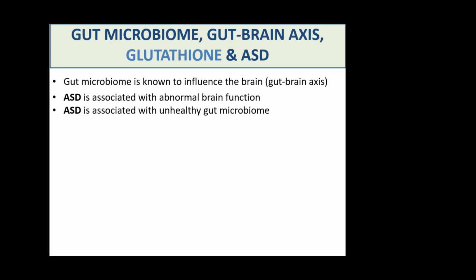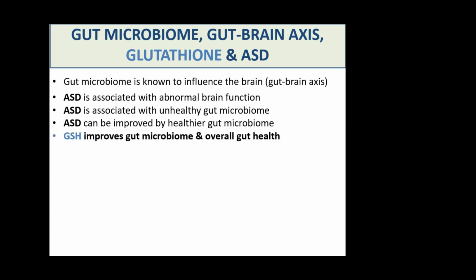Earlier on, we established that in ASD you have low glutathione and unhealthy redox ratios in the brain, especially the cerebellum and the temporal cortex. Now we're saying ASD is also associated with an unhealthy gut microbiome, and the two are connected. There's a gut-brain axis, so the brain is unhealthy and the gut is also unhealthy. ASD can be improved by a healthier gut microbiome.